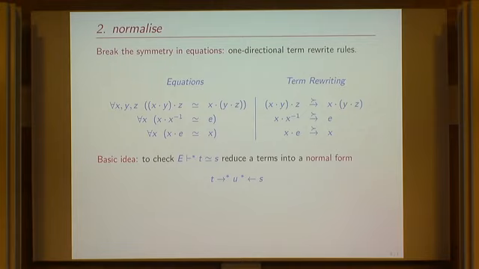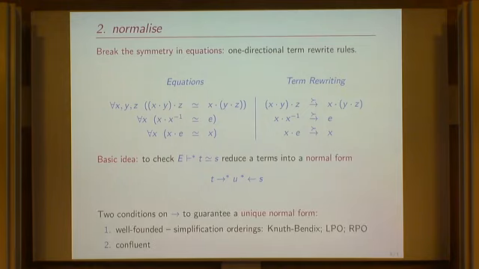So if you have to check that our set of equations implies this identity, we basically want to normalize S and T and obtain some normal form, and if the normal form is the same, that's it. So this is a syntactic check at the end. If the normal form of two terms is the same, they're equal in the same congruence class.